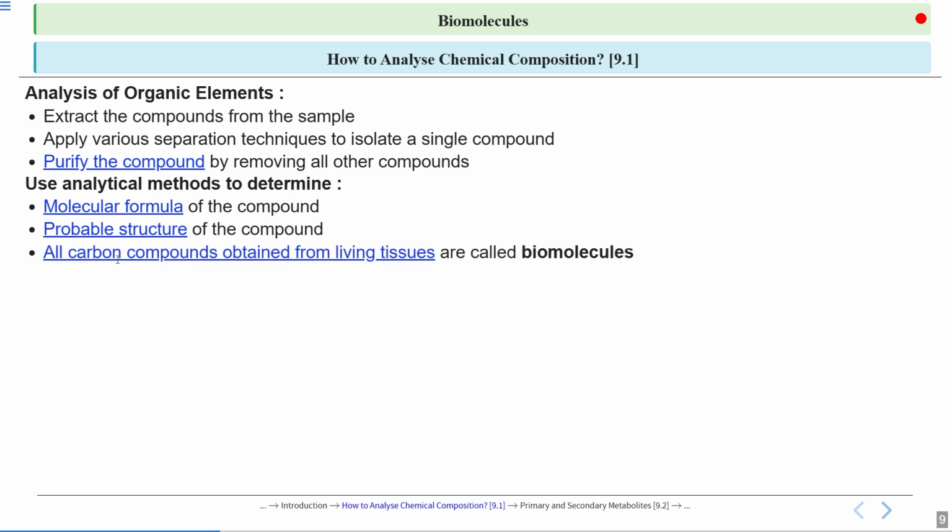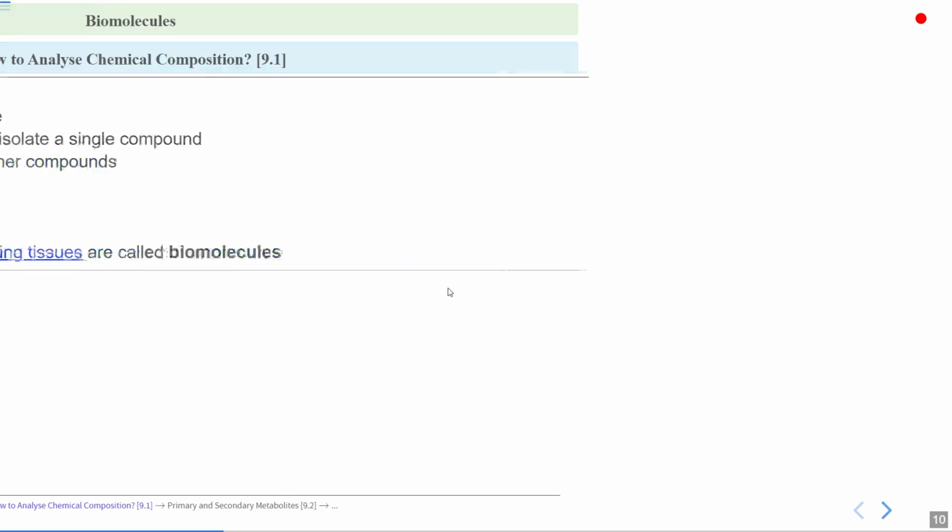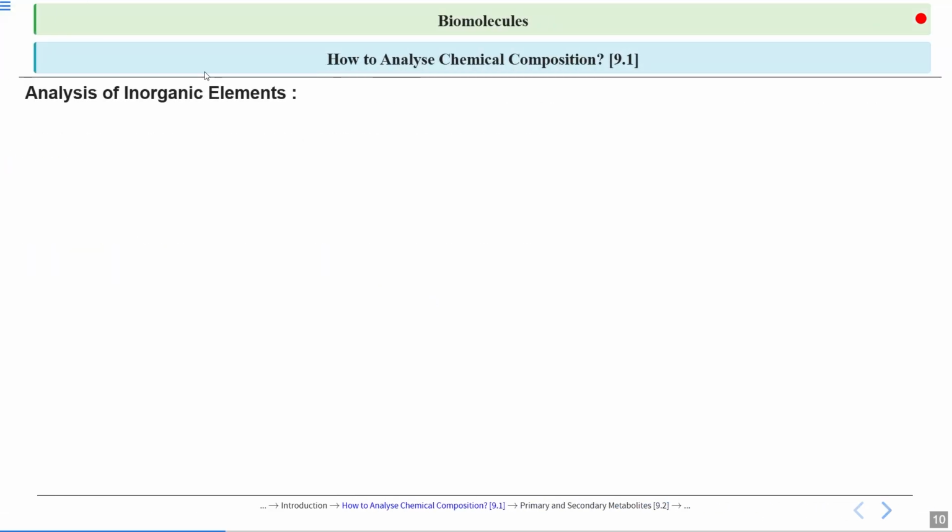Now, all carbon compounds obtained from living tissue are called biomolecules. So compounds obtained from the living tissue are called biomolecules. Now, how can you analyze the inorganic elements? First is the ash analysis.